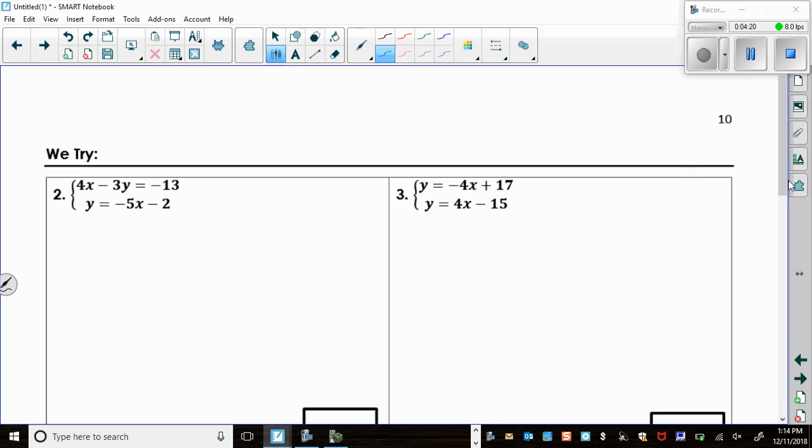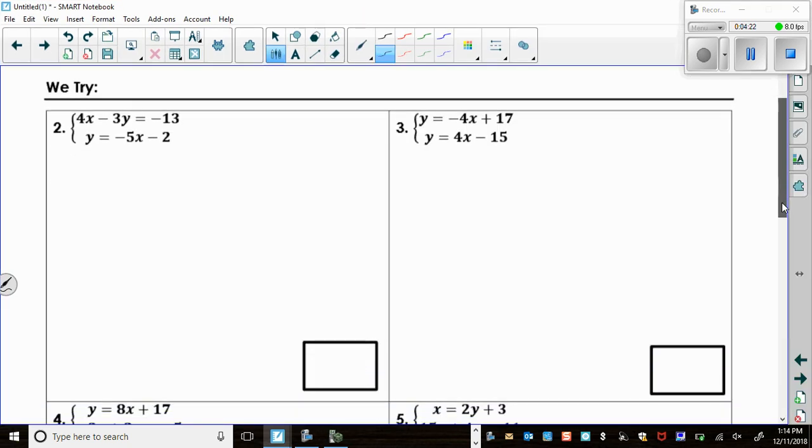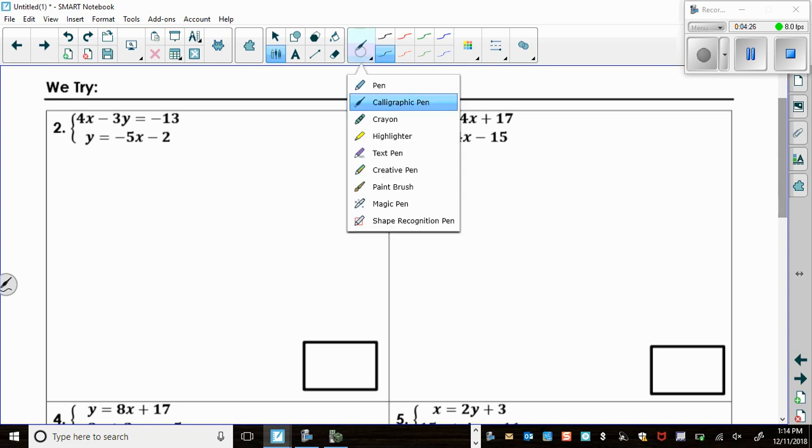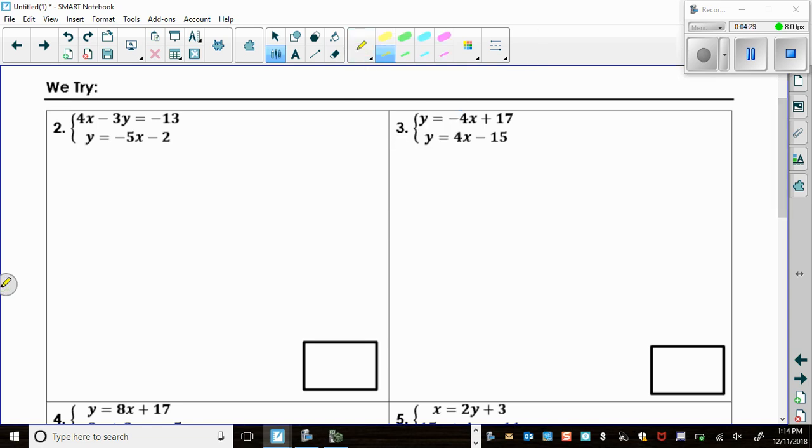Okay, so number 2, I have two equations. One of them is already solved for me and it's already isolated, so I'm going to go ahead and highlight this portion because this is what I'm going to be substituting in or replacing. So wherever I see the letter y in the top equation, I'm going to substitute this expression. In that case, this y is what I'm looking at.